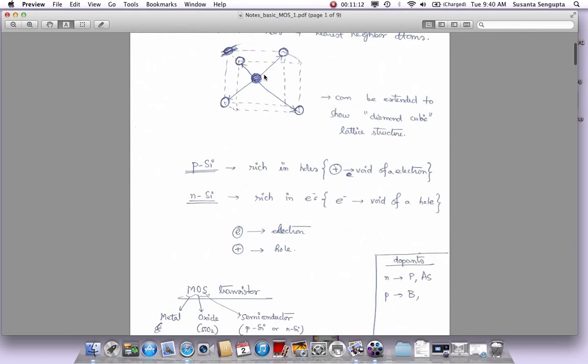So as I said, most of the time we will not use pure silicon by itself. We will dope it in such a way that it turns out to be rich in holes, which is p-type silicon, or rich in electrons, which is n-type silicon. So with holes, always understand that there was an electron, it's void of an electron from there, and that's why it created an empty space, and we call it a hole.